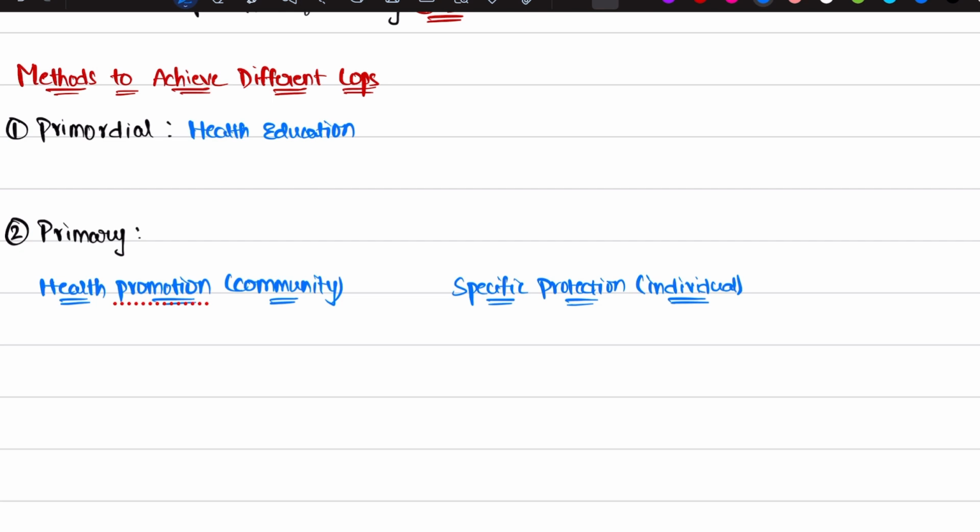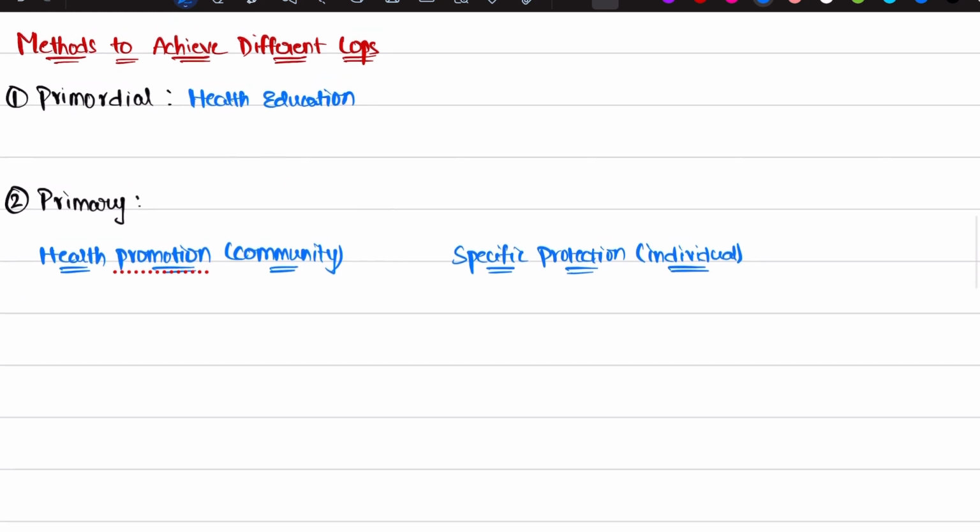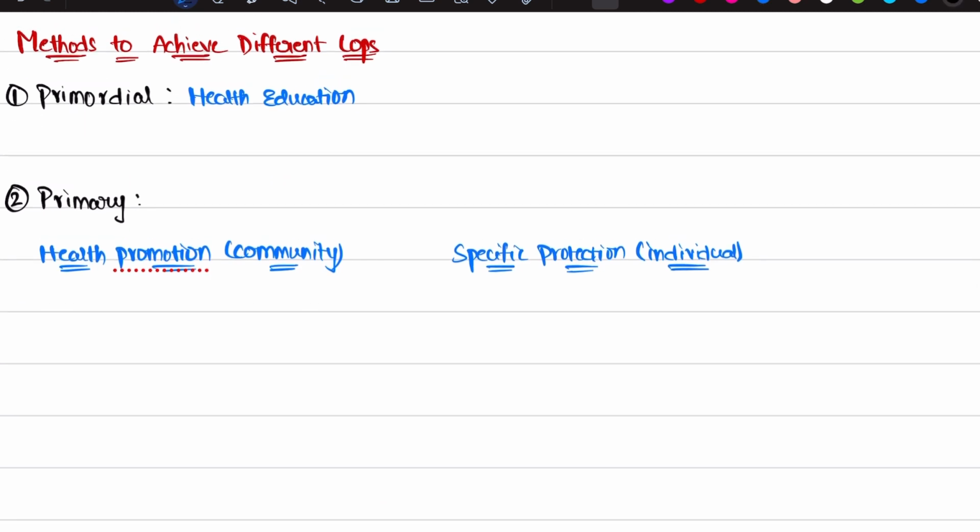Still, you are advising them, giving good suggestions and awareness not to start smoking. That is health education. So, do not start smoking. I'm going to write it here: do not start smoking, and changing stagnant water to prevent mosquito bites. See, these two come under the primordial levels of prevention.